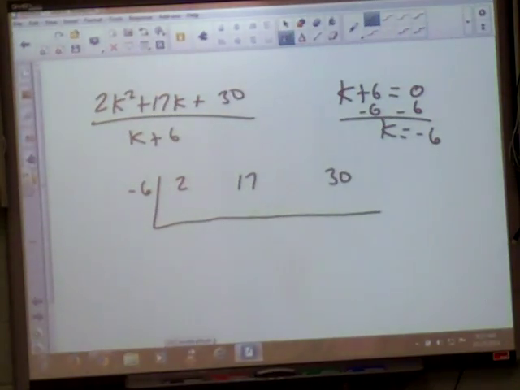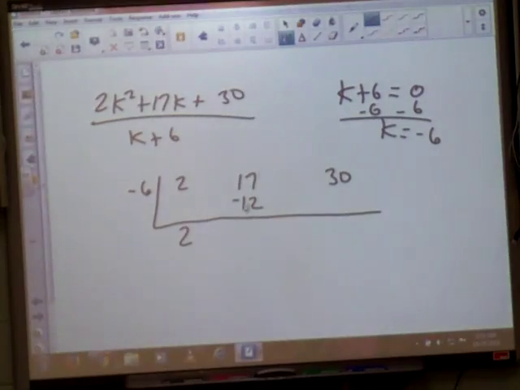Okay? Now, the division goes easy from here because all you do is multiply, add, multiply, add. I'm going to drop this 2 down. That's how you got to get started somehow. So you drop the first number down all the way to below the box. Now you multiply what's outside. So 2 times negative 6 is negative 12. Put that underneath the next number.